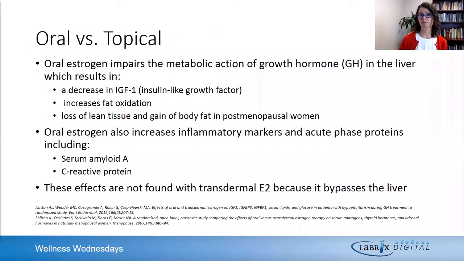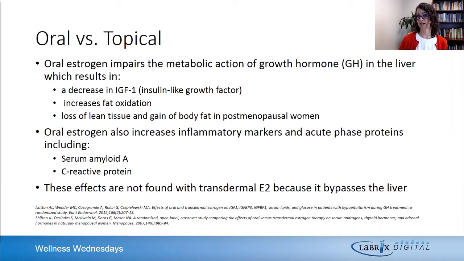So, oral versus topical. It's important to understand the differences between the two. Oral estrogen, whether it's a synthetic estrogen or even a bioidentical estrogen, is going to impair the metabolic action of growth hormone in the liver. And it's because of the first pass effect. Whenever an oral hormone is taken, it's going to go through the liver and be susceptible to the first pass effect. This results in a decrease in insulin-like growth factor.